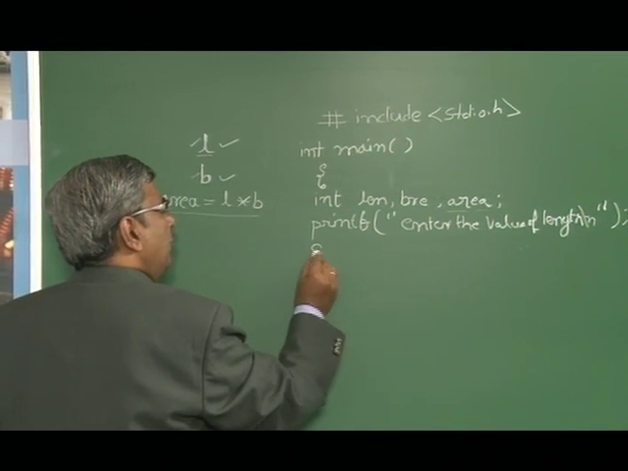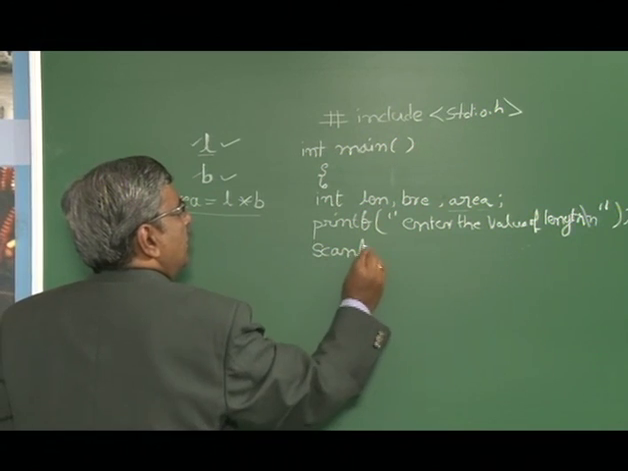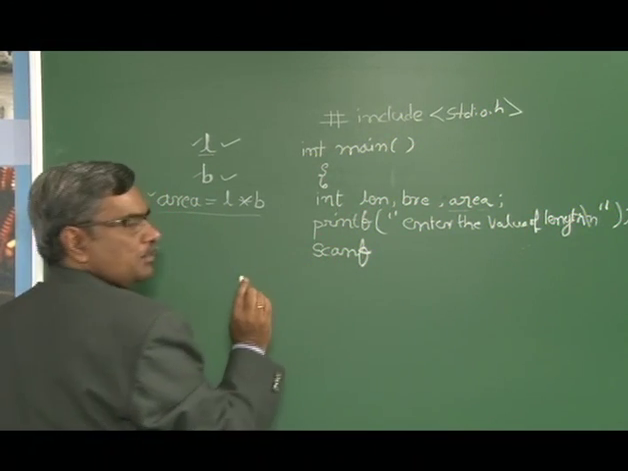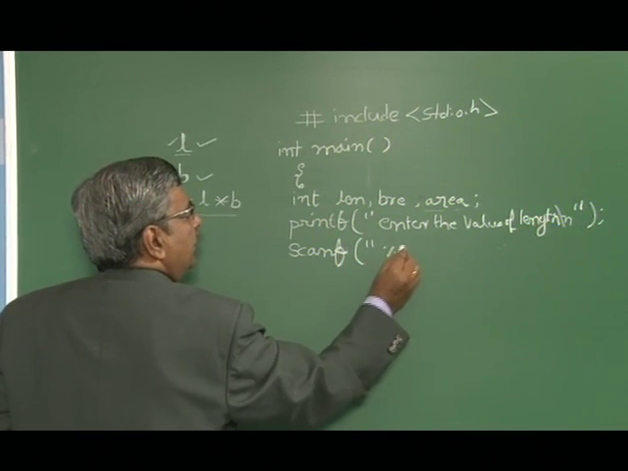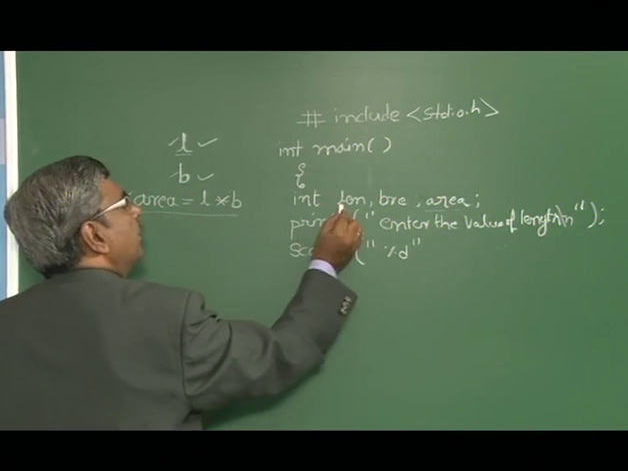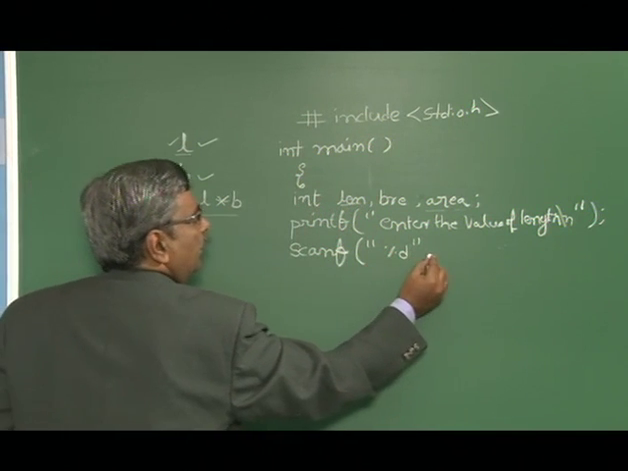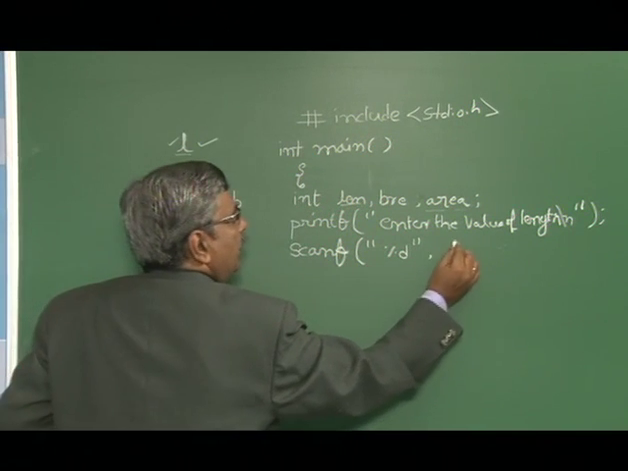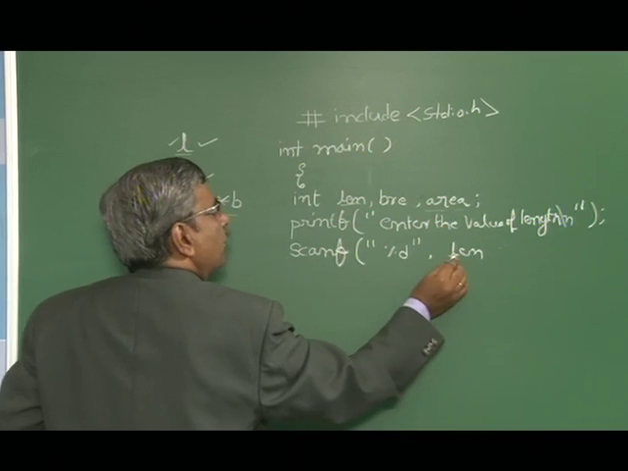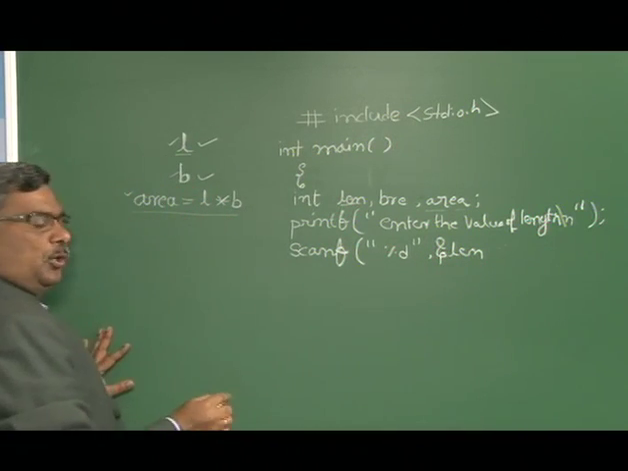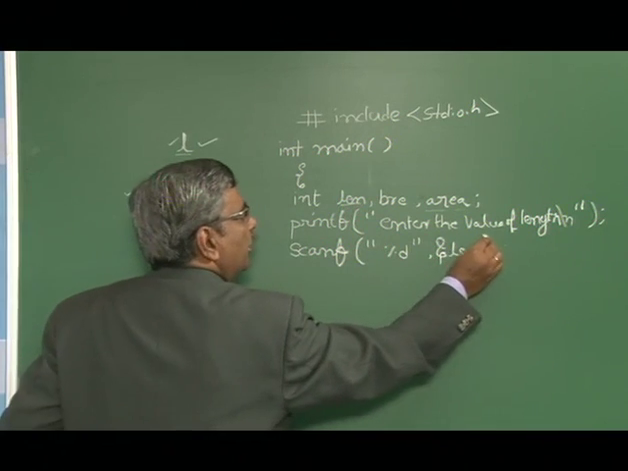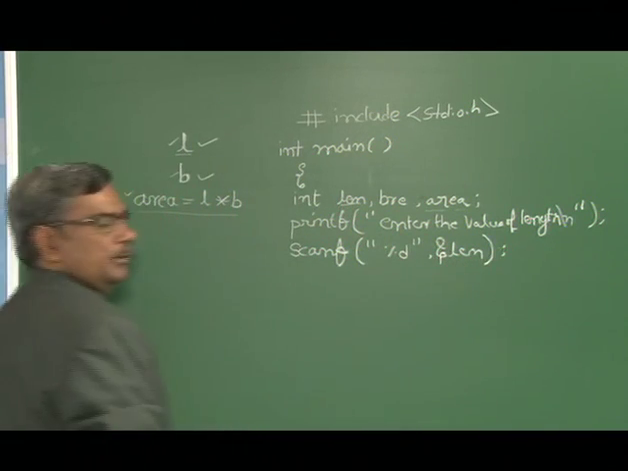Next, you have to read it by making use of the statement scanf. All statements should be in small letters. scanf, "%d", because the variable len is of type integer, put a comma, len. Remember, while reading, you have to use the ampersand symbol to store that value in the corresponding memory location. Put a semicolon.